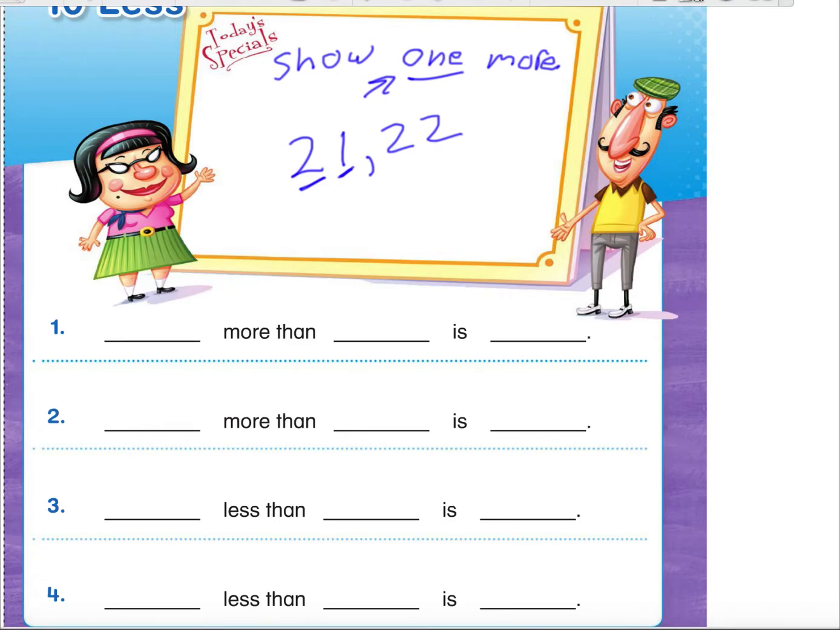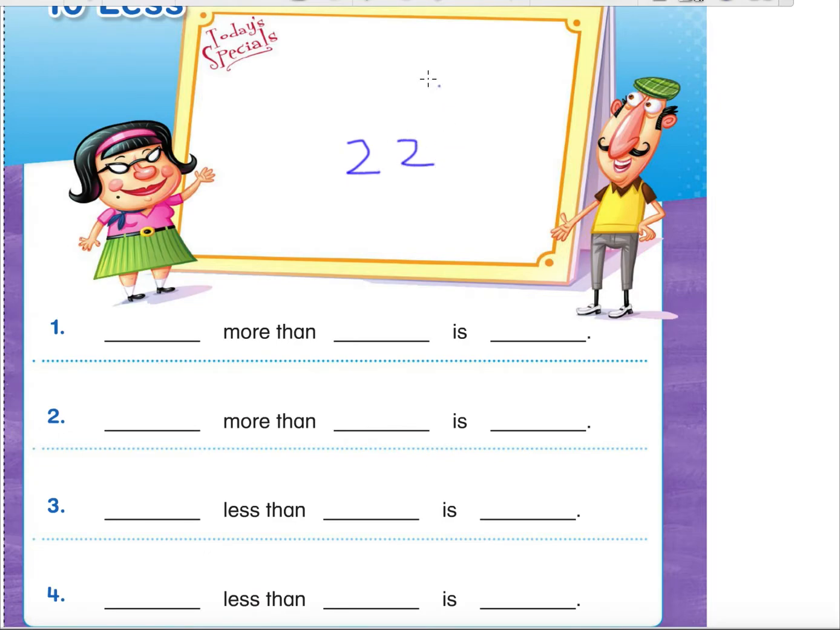So when we're saying one more, we're just counting on. But let's try this a different way. So we know how to do one more. That's pretty easy. What if I give you the number 22 and I say show one less?